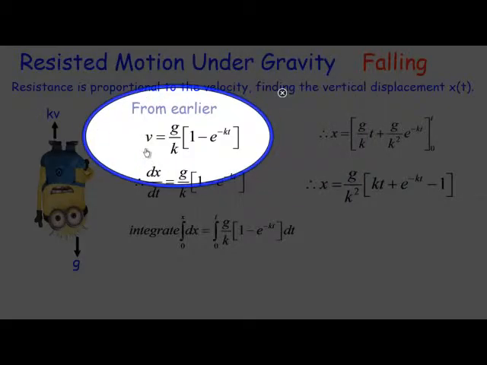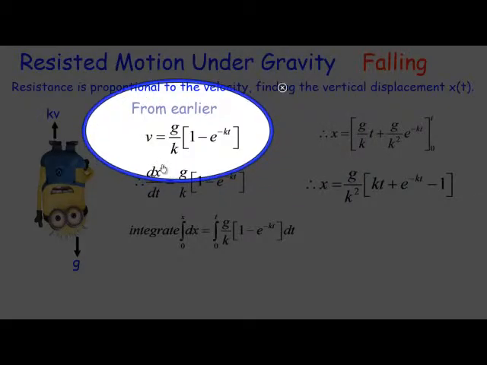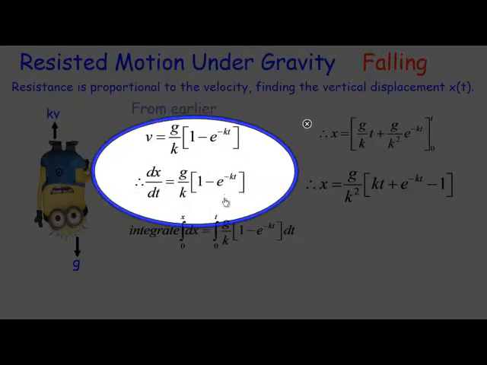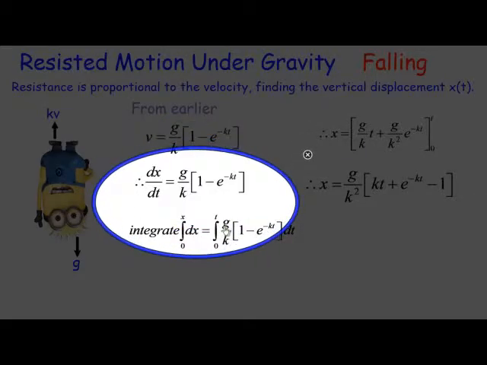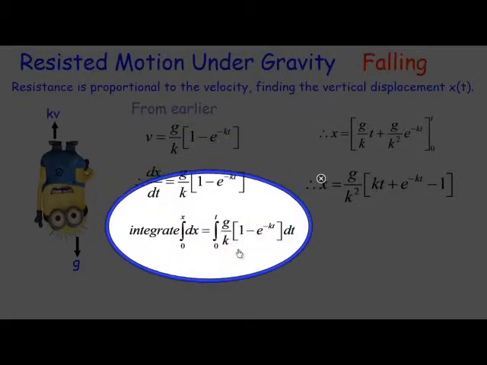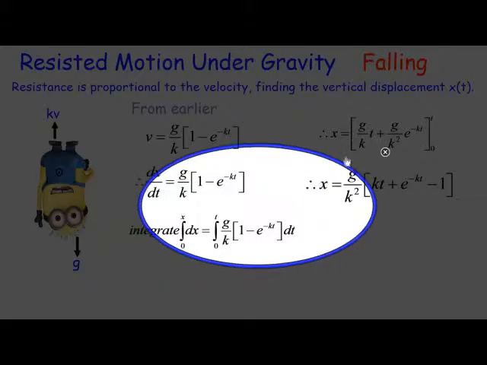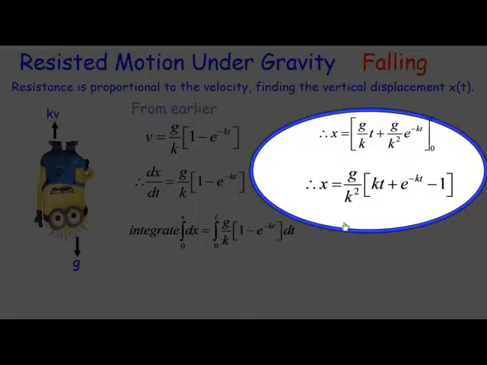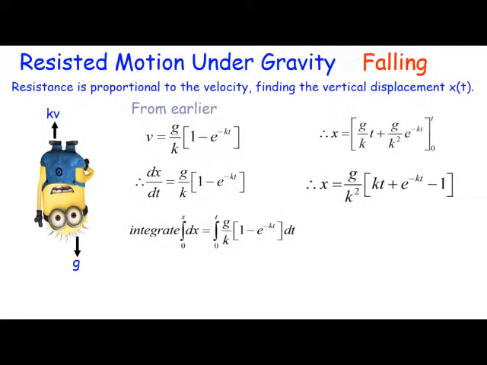Okay, here we go. From earlier we had that v was equal to g on k times (1 minus e to the minus kt), and we rewrite v as dx/dt, then separate the variables and integrate. So we integrate dx from 0 to x, and g on k times (1 minus e to the minus kt) dt from 0 to t. And you can see we can get x as a function of t eventually down here. x is equal to g on k squared, times (kt plus e to the minus kt minus 1). Okay, so that is now x position as a function of time.